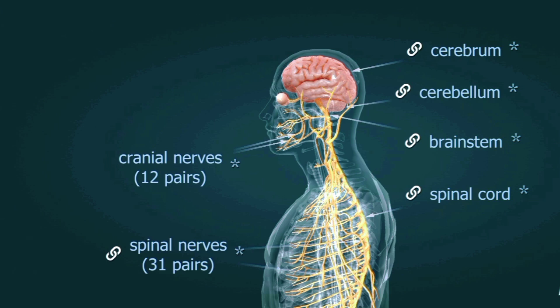These components together form the central nervous system (CNS) and peripheral nervous system (PNS), enabling the body to sense, respond, and maintain essential functions.